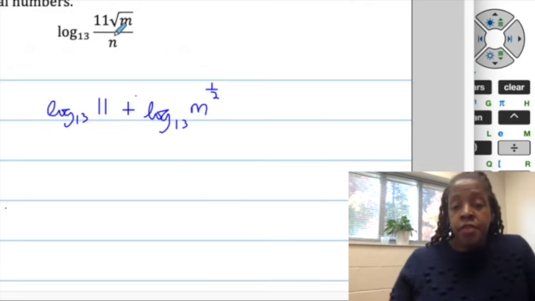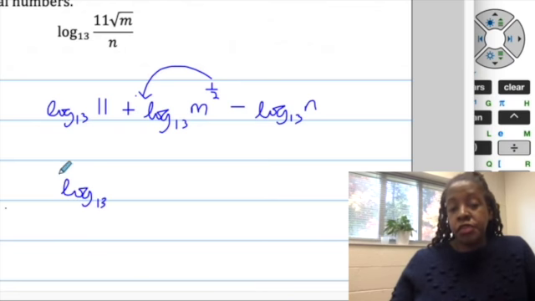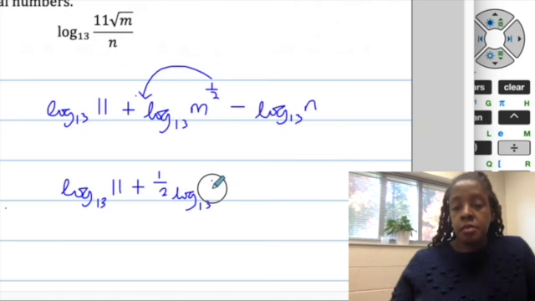And then we're dividing by this n, so we just say minus, because that's what you do when you divide. You know how quotients work: x to the 3rd divided by x to the 2nd, you subtract the 3 and the 2. So minus log base 13 of n. We're almost done here, except for this little power. We're going to bring it right out to the front. And here we go: log base 13, because we love for our first log to have a coefficient of 1 most of the time, of 11, plus 1/2 log base 13 of m, minus log base 13 of n.